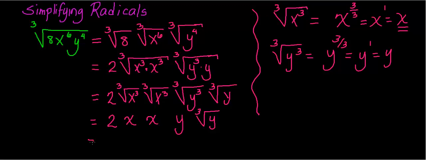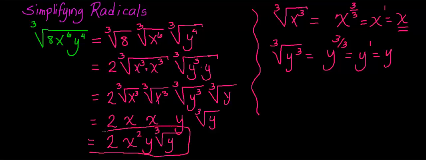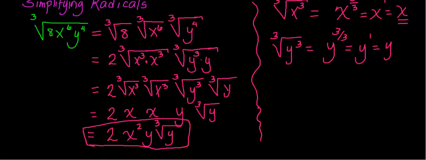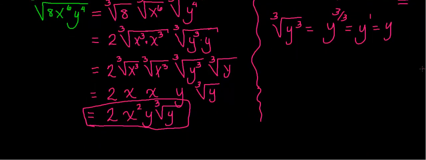And now let's gather these terms. 2 times x is x squared times y times the cube root of y. And this is the final answer for this problem. Now this is the long way. That's the long way to do it. The short way, I'm going to do down here.